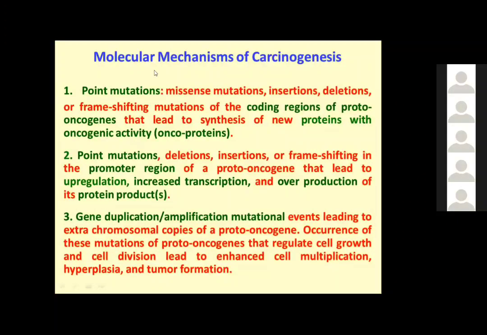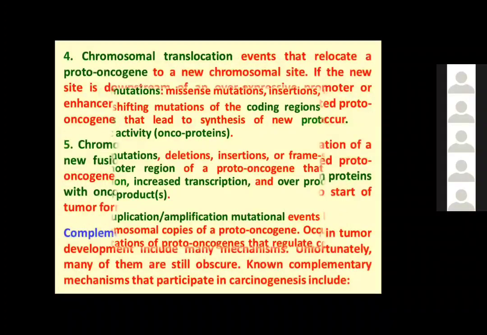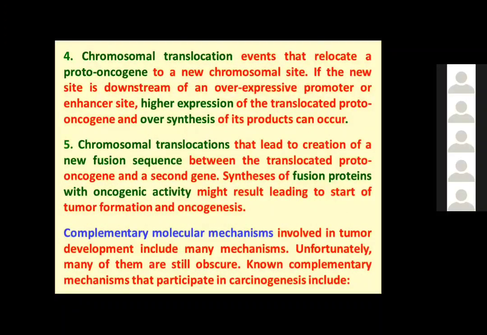This also summarizes the molecular mechanisms: point mutations leading to synthesis of new proteins with oncogenic activity, point mutations leading to overproduction of protein products which increase all the cell functions regularly under the control of proto-oncogenes, gene duplication or amplification due to chromosomal abnormality events, or chromosomal translocation. Chromosomal translocation can relocate a proto-oncogene to a new chromosomal site. In this new chromosomal site, the proto-oncogene might lose its function. And this is one mechanism of why chromosomal translocation can cause disease in general, away from cancer.